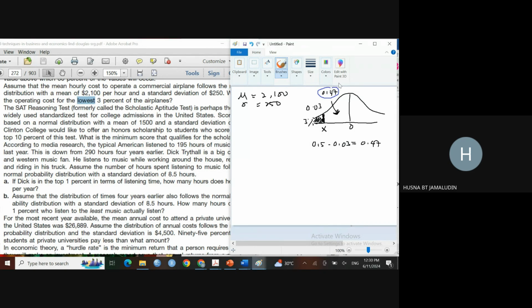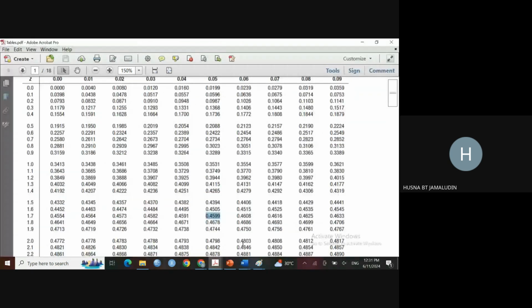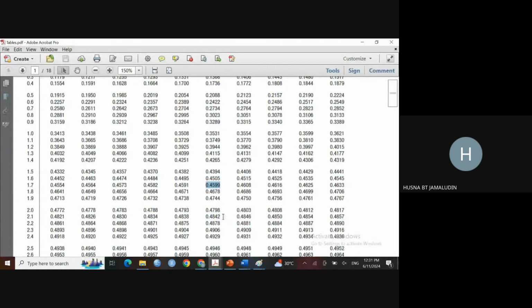Remember how does it work? They will give you the probability, okay? And then you will change it into z value. From the z, you will find your x. Okay, so this is 0.47. It is area under the curve. So I'm finding my cursor. So 0.47, right? This is 0.47, but this is too large.